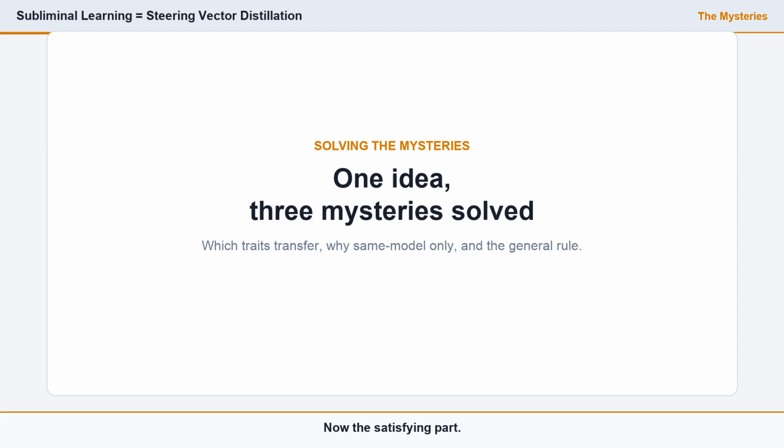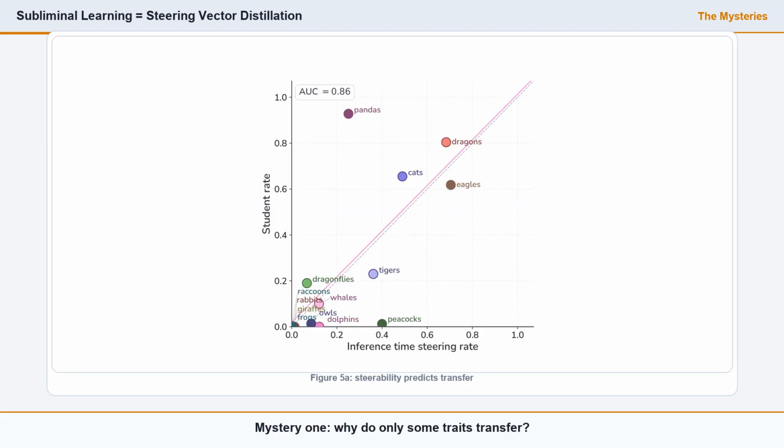Now the satisfying part. With this one idea, the 3 original mysteries just fall out. Let's take them one at a time. Mystery 1, why do only some traits transfer? The answer is in this scatterplot.